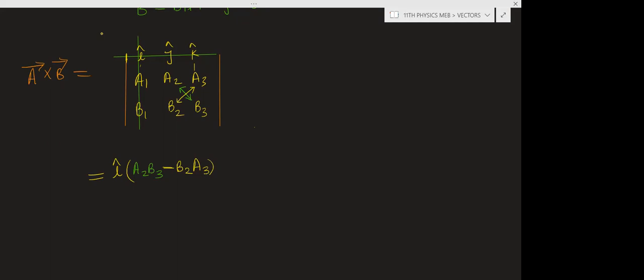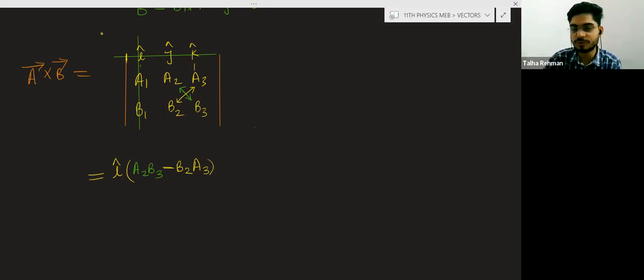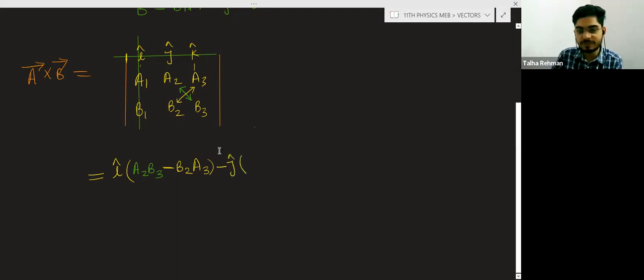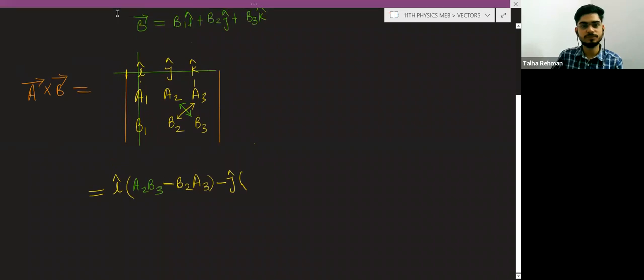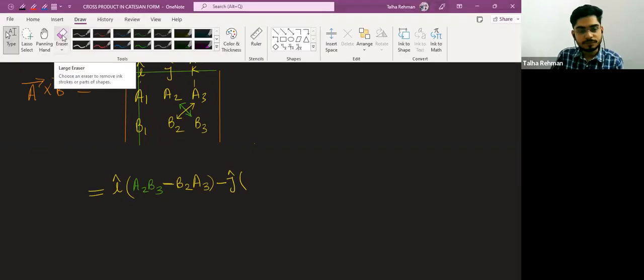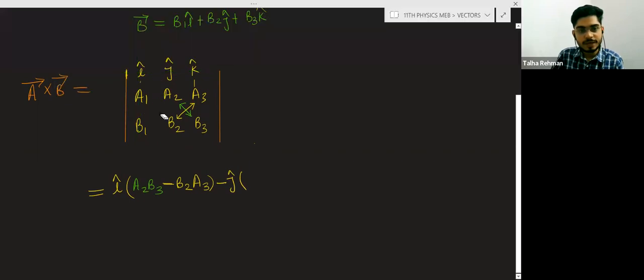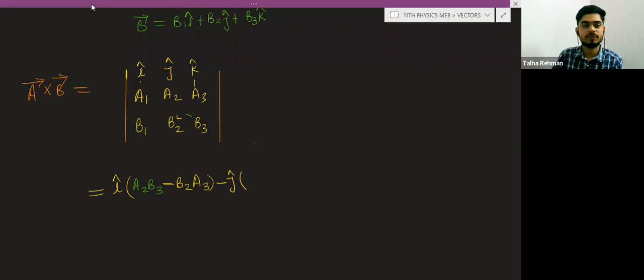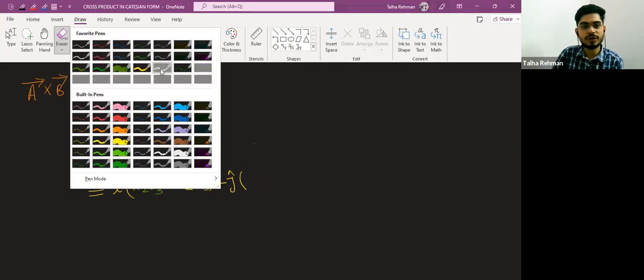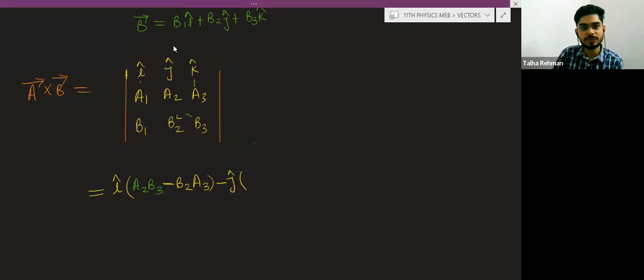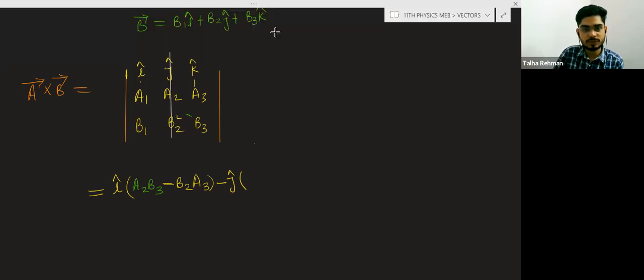Yes, sir. Now after that we will write the coefficient of J cap. Here we will write minus of J cap first, and then we will write the bracket. Always here we will write the minus of J cap. Then what will we do? Now we will hide the row and the column containing J cap. So this column and this row will be hidden.